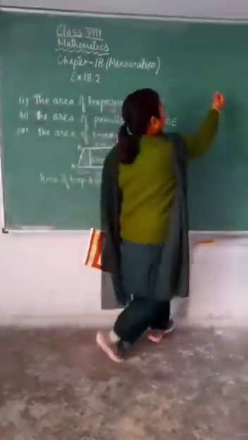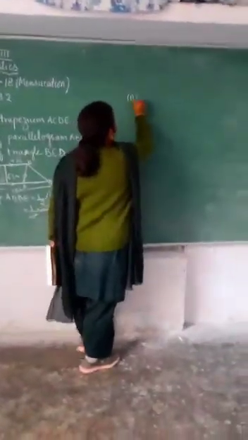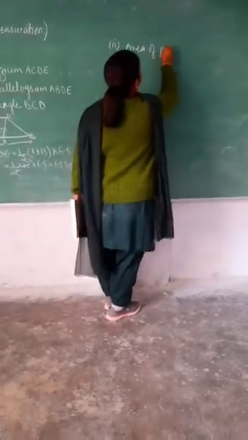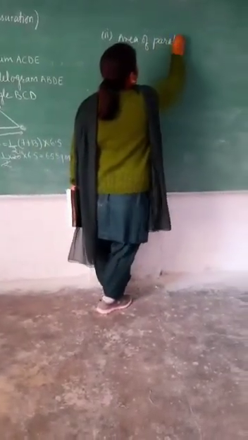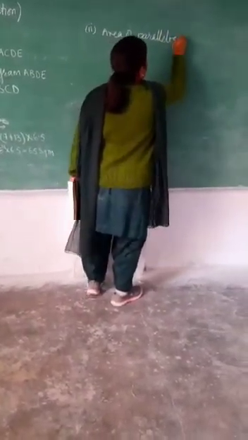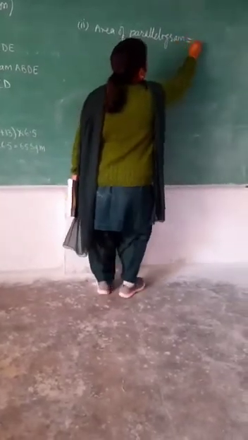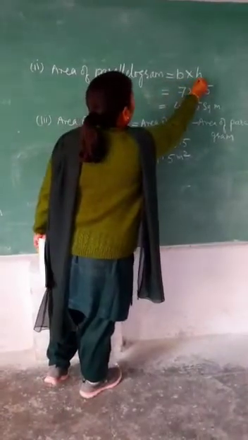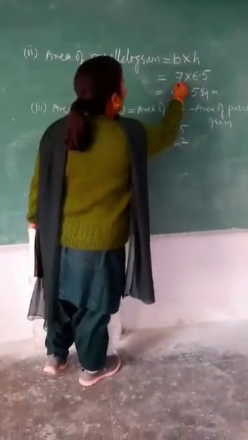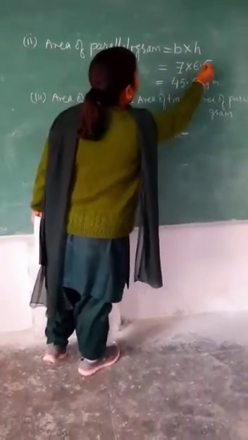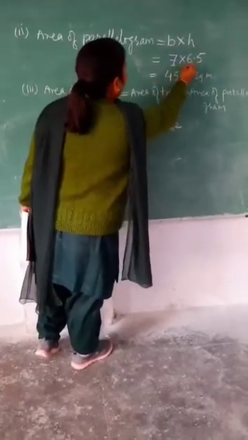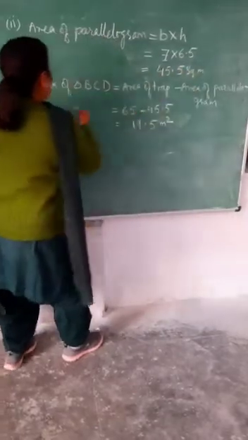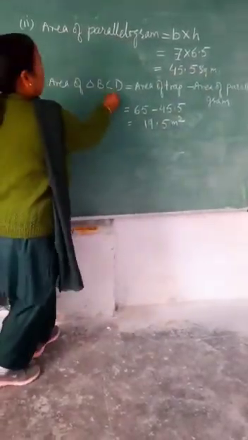Now we have to find out the area of the parallelogram. The formula for the area of a parallelogram is base into height. So this will be equal to base 7 and height 6.5. If we multiply these two numbers, we will get 45.5 square meter.